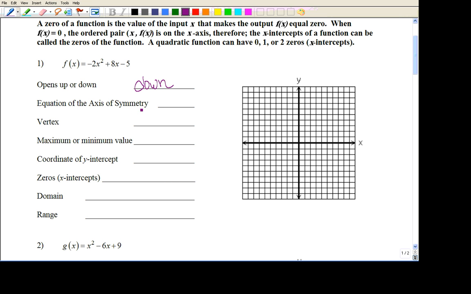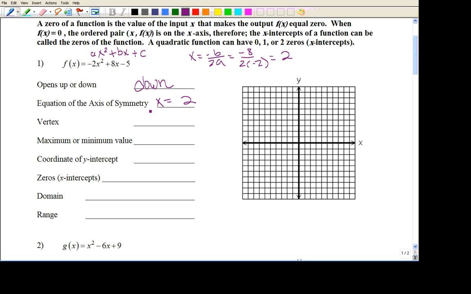The equation for the axis of symmetry will be x equals, and to find this equation, we're going to use that formula negative b over 2a. And again, remember this is ax squared plus bx plus c. So the equation for the axis of symmetry is negative b, so we'll have negative 8 over 2 times a, which is negative 2. So negative 8 divided by negative 4 is 2. So our equation for the axis of symmetry is x equals 2.